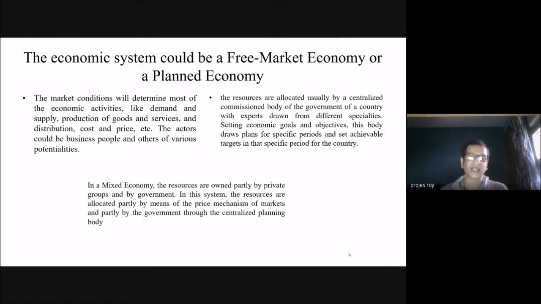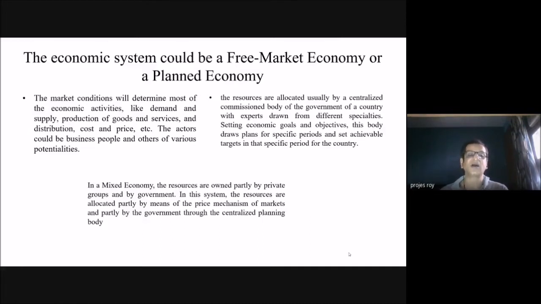But on the other hand, there is another concept that coexists with the free and the planned. Here you can see the mixed economy. The resources are owned partly by private groups and partly by the government. In that system, the resources are allocated partly by means of the price mechanism of the market, partly by the government through the centralized planning body.